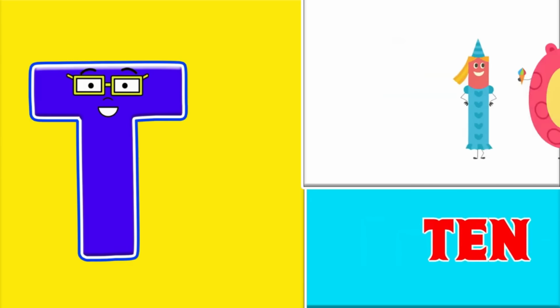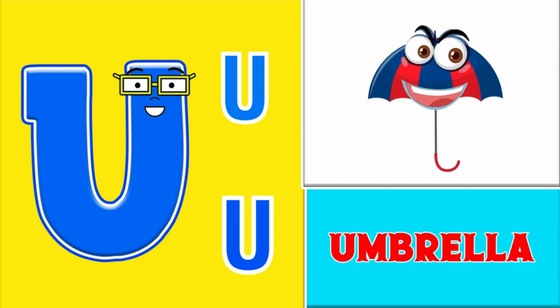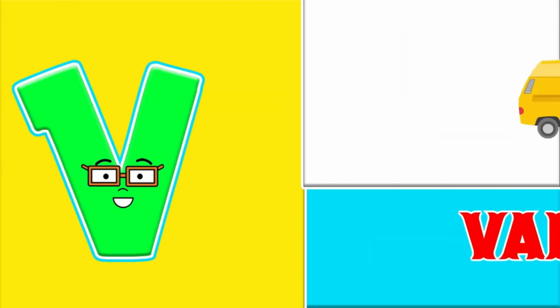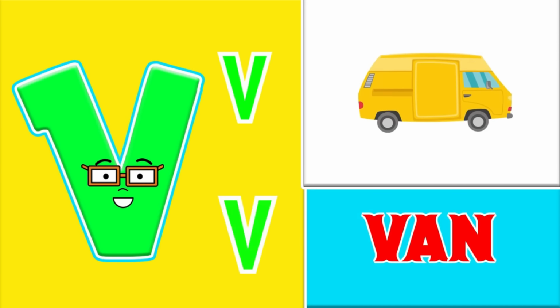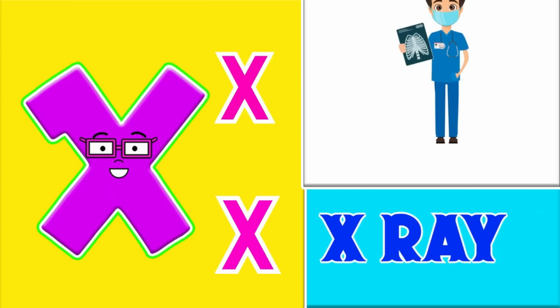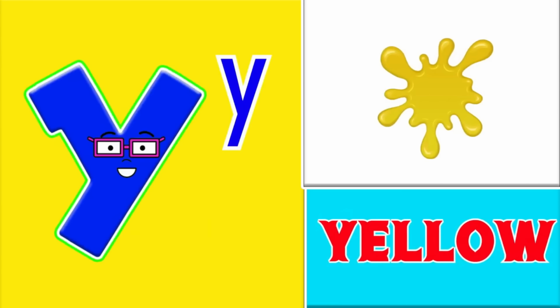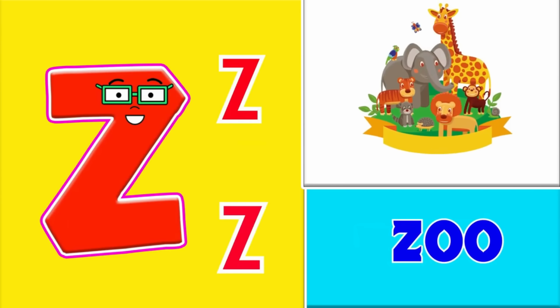T is for ten, ten. U is for umbrella, umbrella. V is for van, van. W is for watch, watch. X is for x-ray, x-ray. Y is for yellow, yellow. Z is for zoo, zoo.